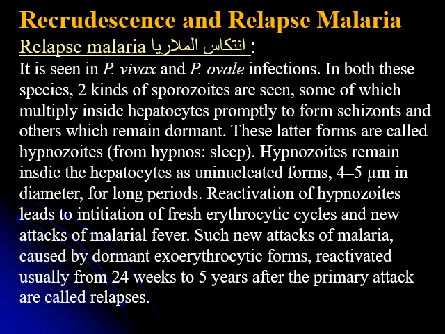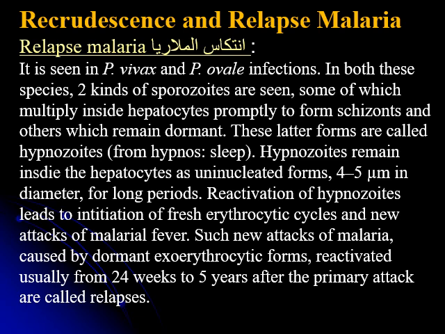The other term, relapse malaria, is seen in Plasmodium vivax and Plasmodium ovale infection. In both of these species, two kinds of sporozoites are seen, some of which multiply inside the hepatocytes to form schizonts, and others remain dormant. We call these later forms hypnozoites. Hypno means sleep. Hypnozoites remain inside the hepatocytes as a uninucleated form, 4 to 5 micron in diameter, for long periods. Reactivation of hypnozoites leads to initiation of a fresh erythrocytic cycle and a new attack of malaria fever.